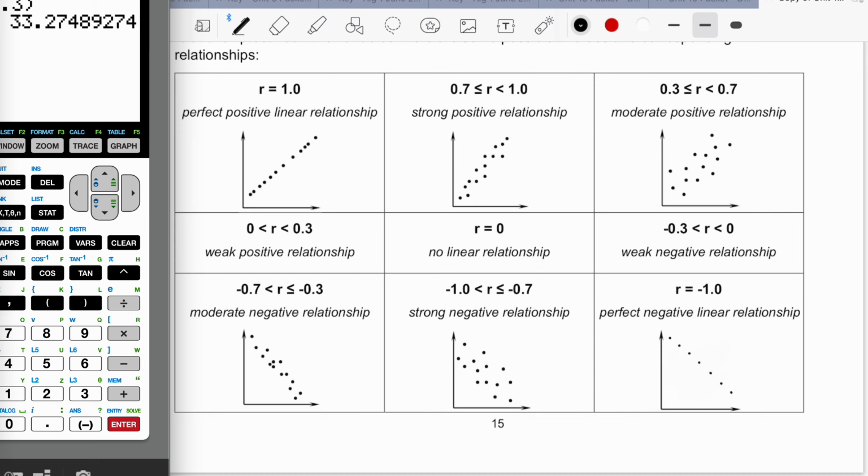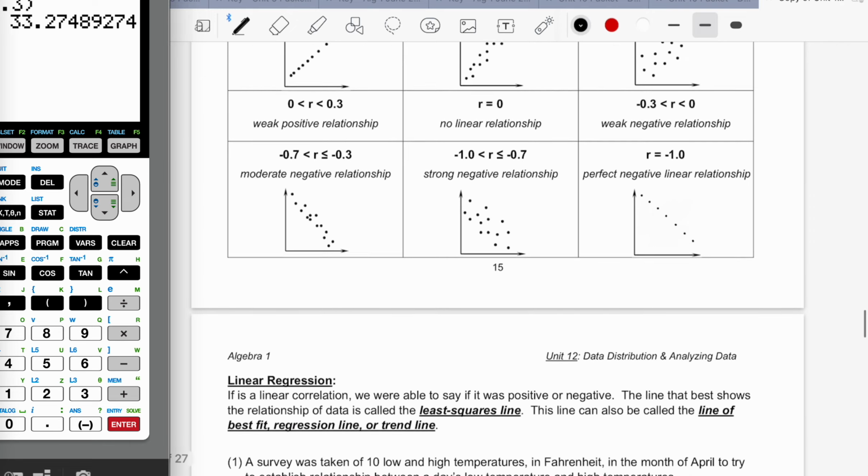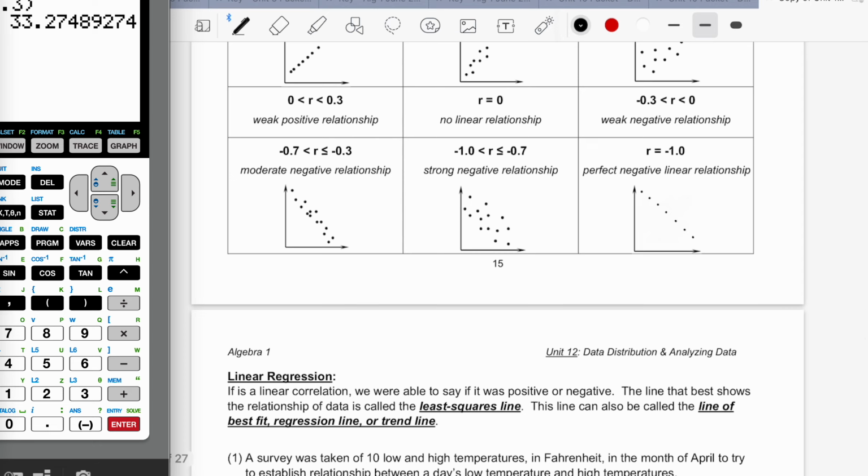So if the data points form a perfect straight line, then it's a perfect positive linear correlation. It's just a question of whether it goes in the upward or downward direction. All right? All right, so you'll have to know those relationships. Now, linear regression is the line that best fits the data set.